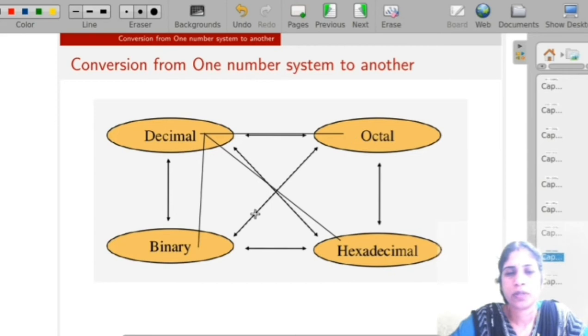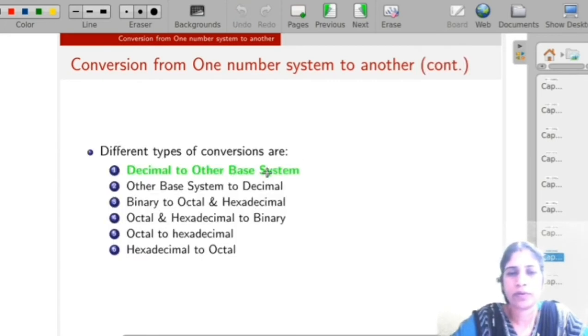The next one is binary to octal and hexadecimal number system, and the opposite of that, octal and hexadecimal to binary number system. The next one is octal to hexadecimal and vice versa, hexadecimal to octal conversion. So here we will discuss decimal to other number base systems.